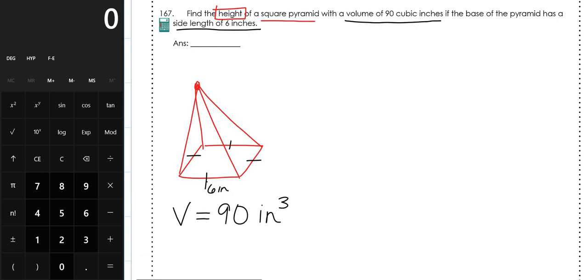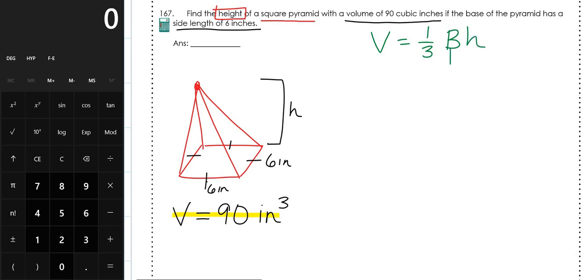6 inches for the length here, 6 inches for the width. Everything is 6 inches for your base. What you want to get is the height, h. That's missing. Okay, let's think about how we got the 90 inches cubed. Let's think about how they came up with that volume. Well, the generic volume formula for anything with a big point is 1/3 big B H.